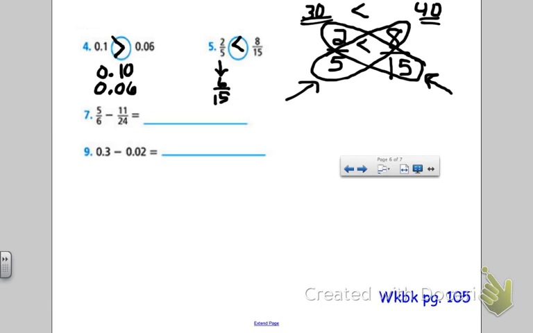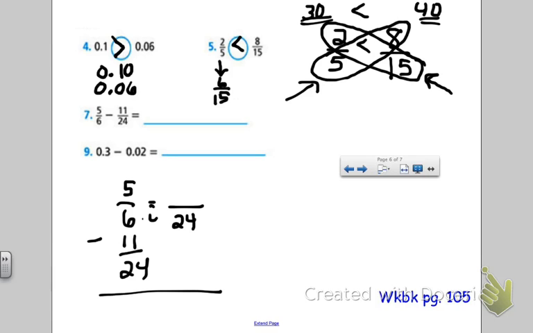All right, moving on to number 7. I have 5/6 minus 11/24. Again, I don't have common denominators, so I'm thinking I can take that 6, and I know if I multiply it by 4, I'm going to have 24, because 6 is a factor of 24. I'm going to do the same thing to the top, and now I have 20/24 instead of 5/6. And I can now do the subtraction that I wouldn't have been able to do before because I have common denominators.